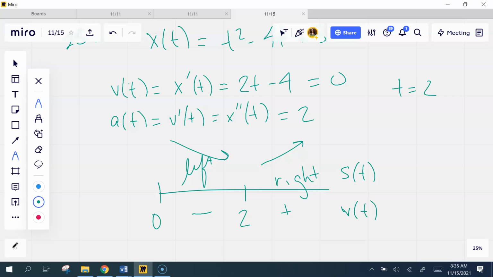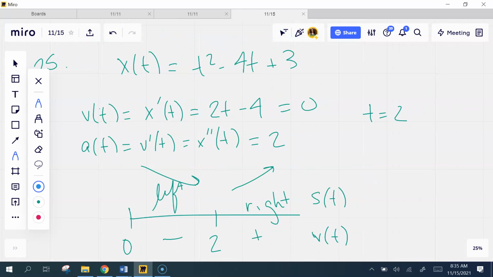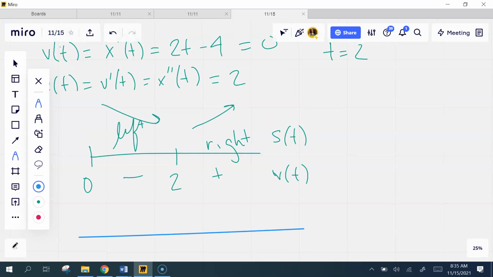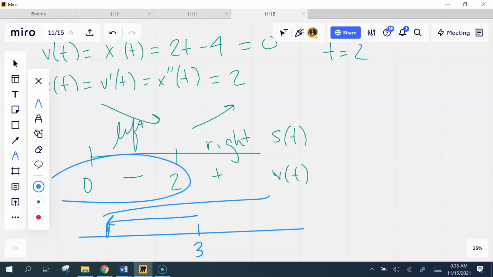So remember, just going back to refresh you, this was not asking the question, but to make sure that you remember. Where did I start? At 0 seconds, but where did I start? At 3. Because if I plug in 0 seconds, I started at 3. So what happened was I started at 3, and then the first 2 seconds, I moved to the left. And then after that, I stop and I move to the right. Does that make sense? When velocity changes sign. Correct.